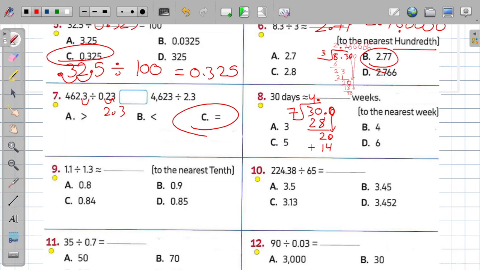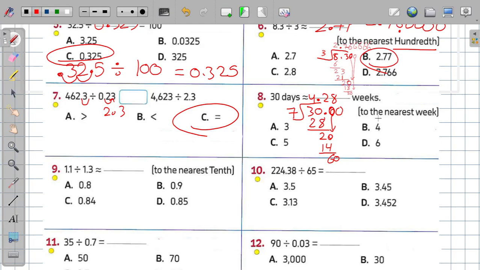So 14 divided by 7 equals 2, and the remainder will be 6. Next, I have 1 0 here and 1 0 here. So 60 divided by 7 equals what? I think it will be 8, because I will take 56.